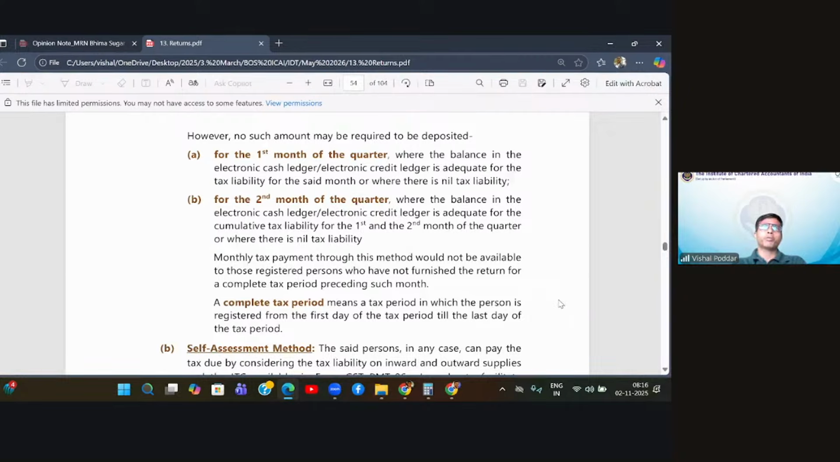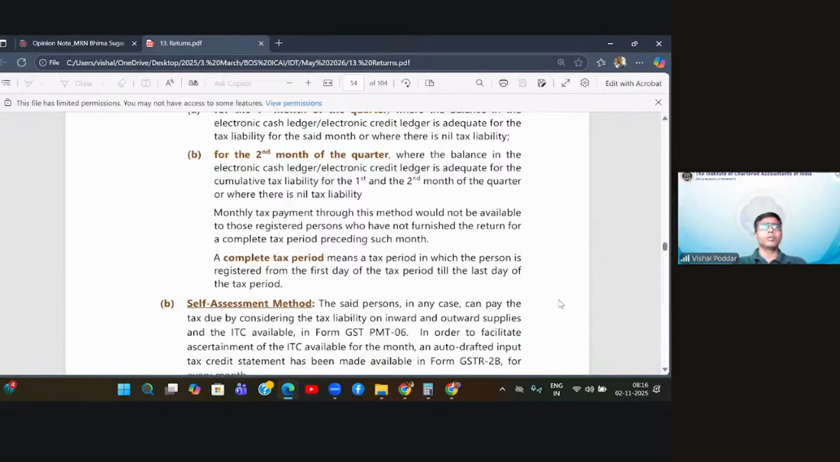So the simple point they are saying is that whatever this 35% comes to, if that much amount is lying in your cash ledger, then there is no need to pay, because whatever is in the cash ledger is as good as, it is assumed to be, with the government only. So you need not pay that liability.